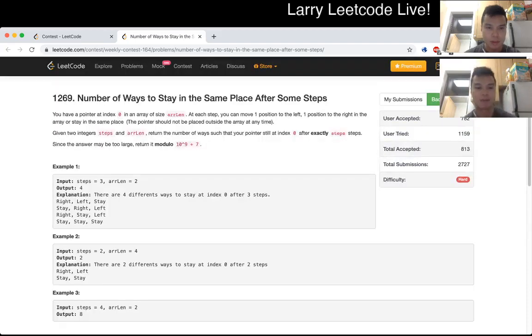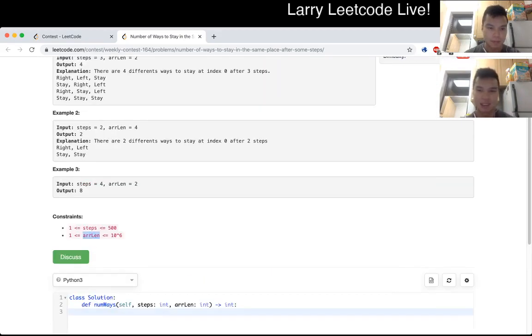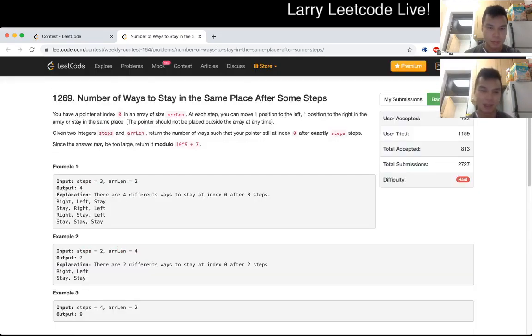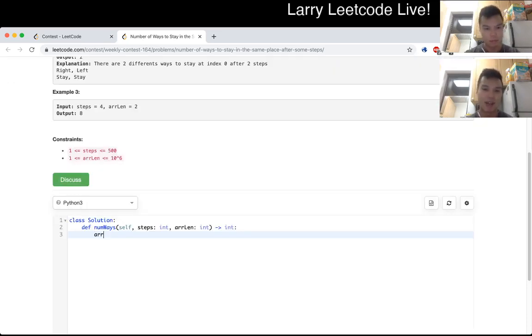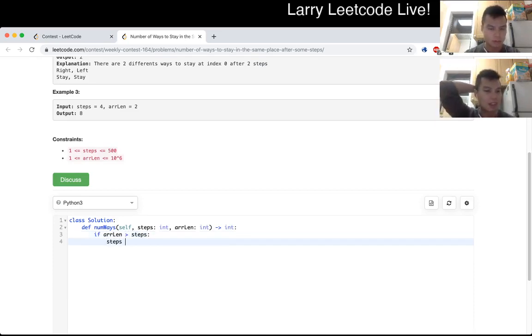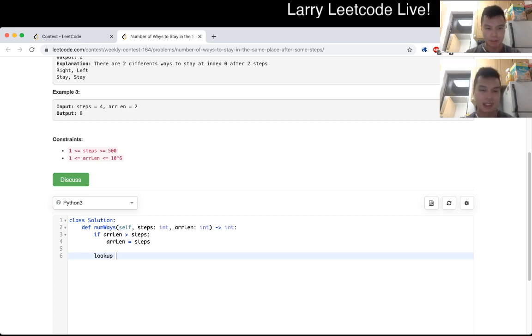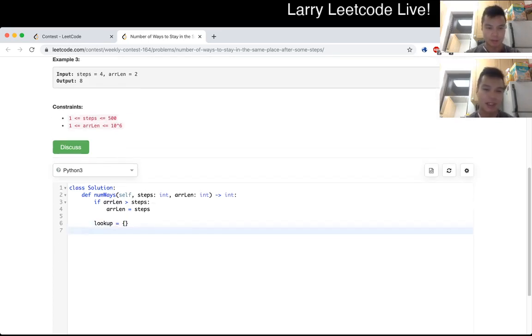I also looked at the array length and I was like, 10 to the 6. But I was like, okay, that's just a red herring, because steps can only be 500 and you can only move left or right one move per step, so it's always going to be less than 500. I even put in this check here because I scrolled back up to read it just to make sure, but I don't even think this is necessary to be honest, but it's fine either way.